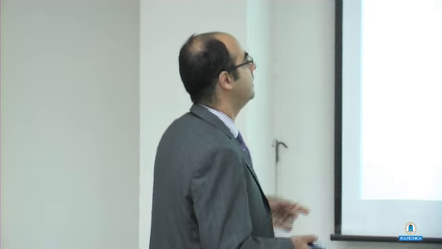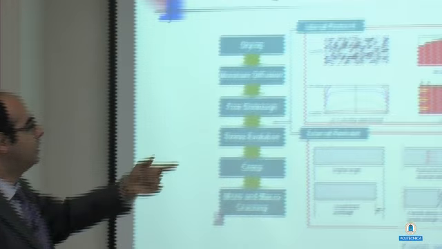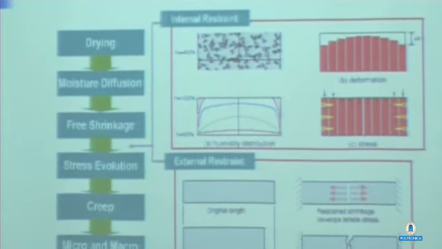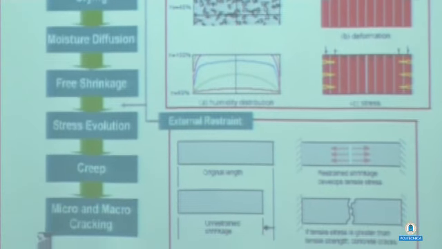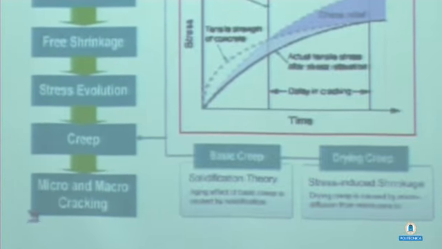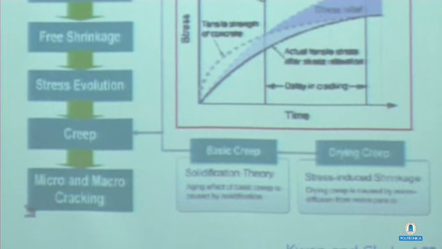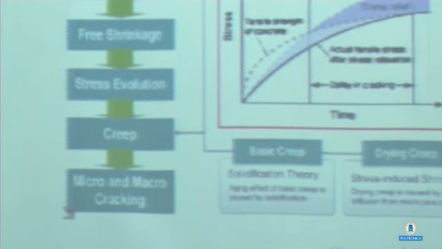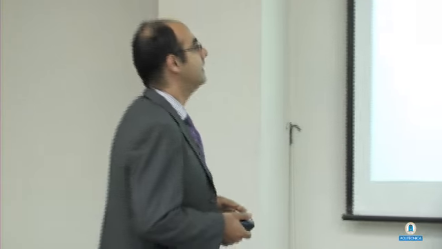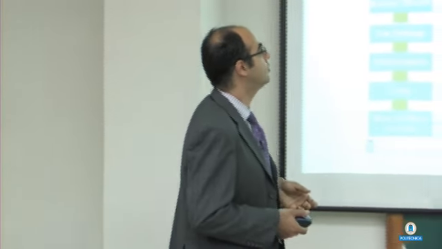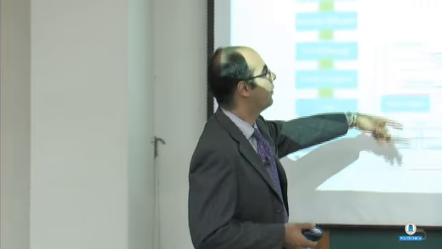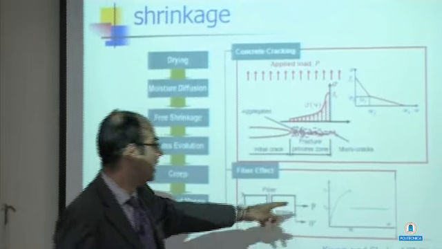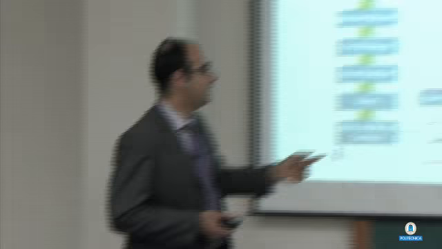And here you have some of the details of the model. You have the internal restraint due to the gradient of humidity distribution, and you can also have external restraint, which forbids the free deformation due to shrinkage and causes cracking. This is the interaction with basic creep and drying creep. We took the Bazant theory for this. And this is the classical approach for fracture mechanics of concrete, the fracture energy, and we embedded the effect of fibers with the tangential stress-slip curve.